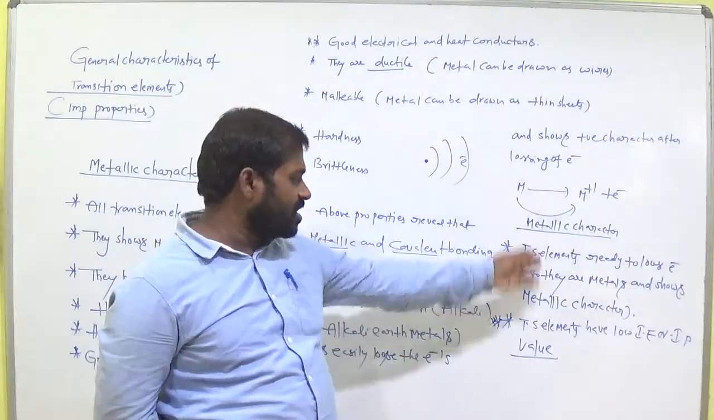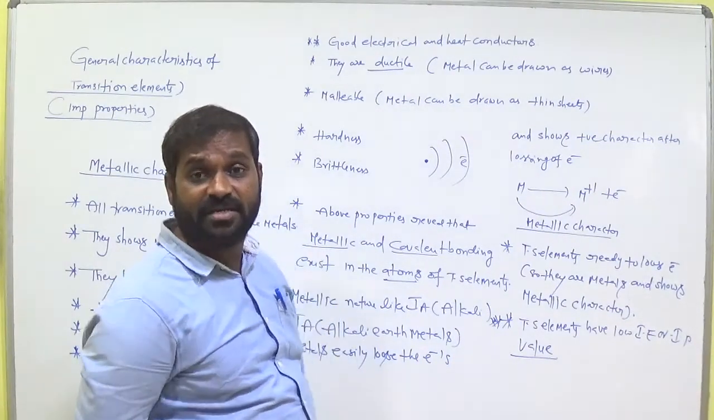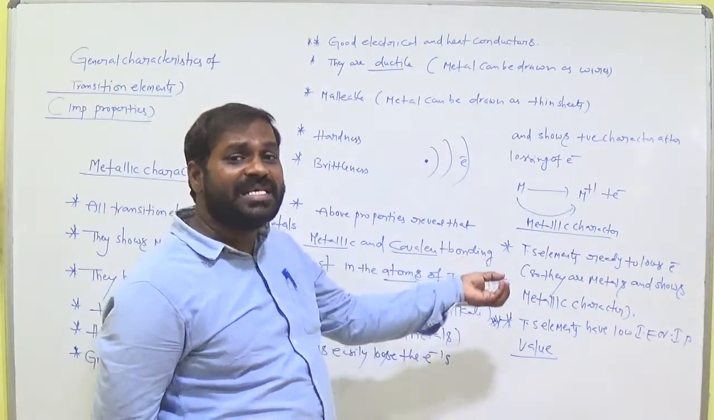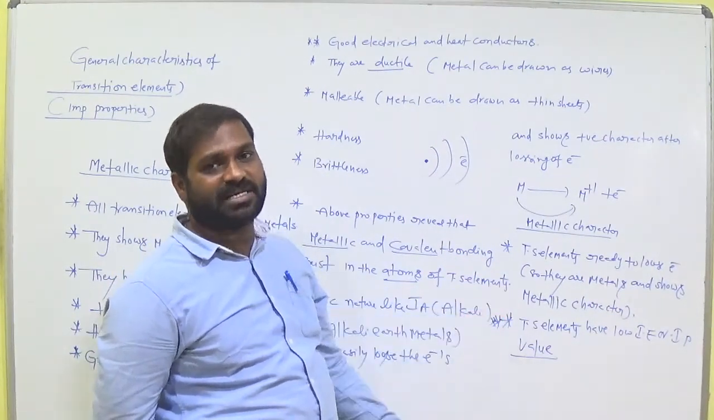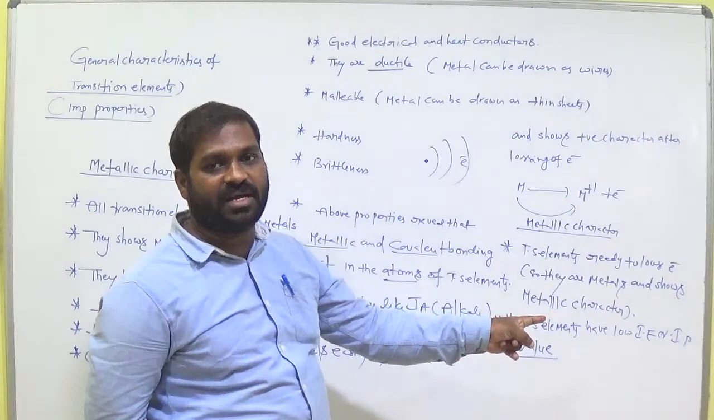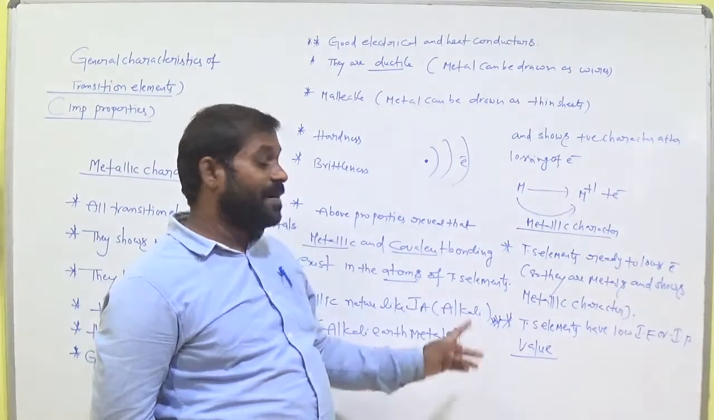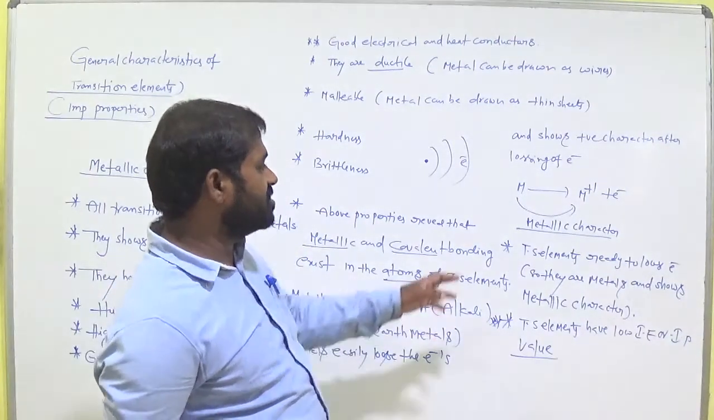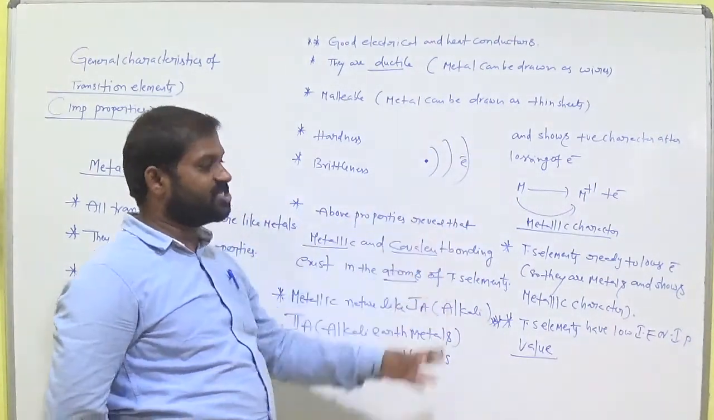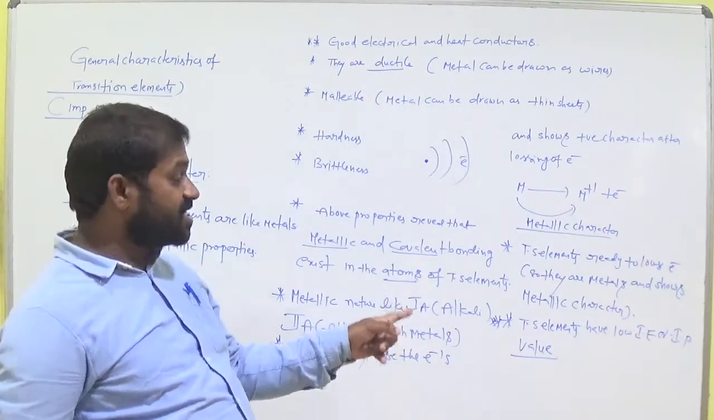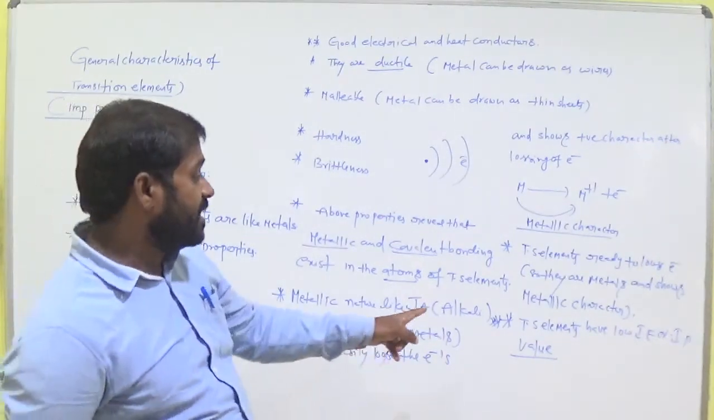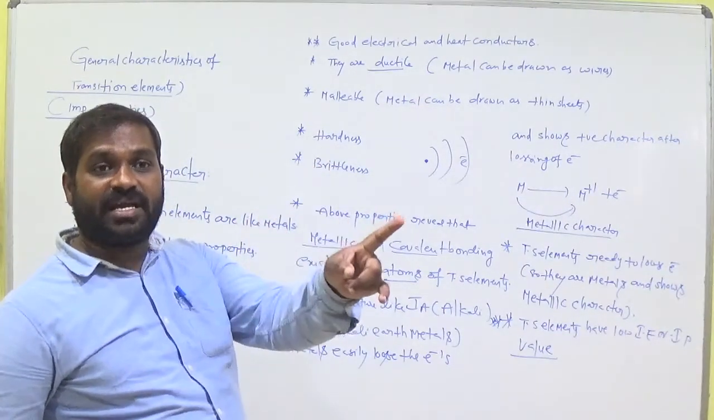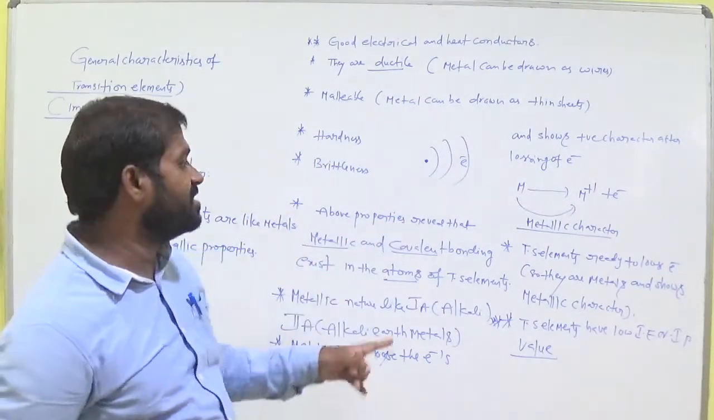Why? Because transition elements are mostly metals. Metals easily lose electrons, so we can offer lower energy to remove the electron. That means ionization energy values are lower. Remember this: metals have low ionization energies because they easily lose electrons. So transition elements also have low ionization energy values and show metallic character. Metallic character means they can lose the electron readily. That nature is called metallic nature.